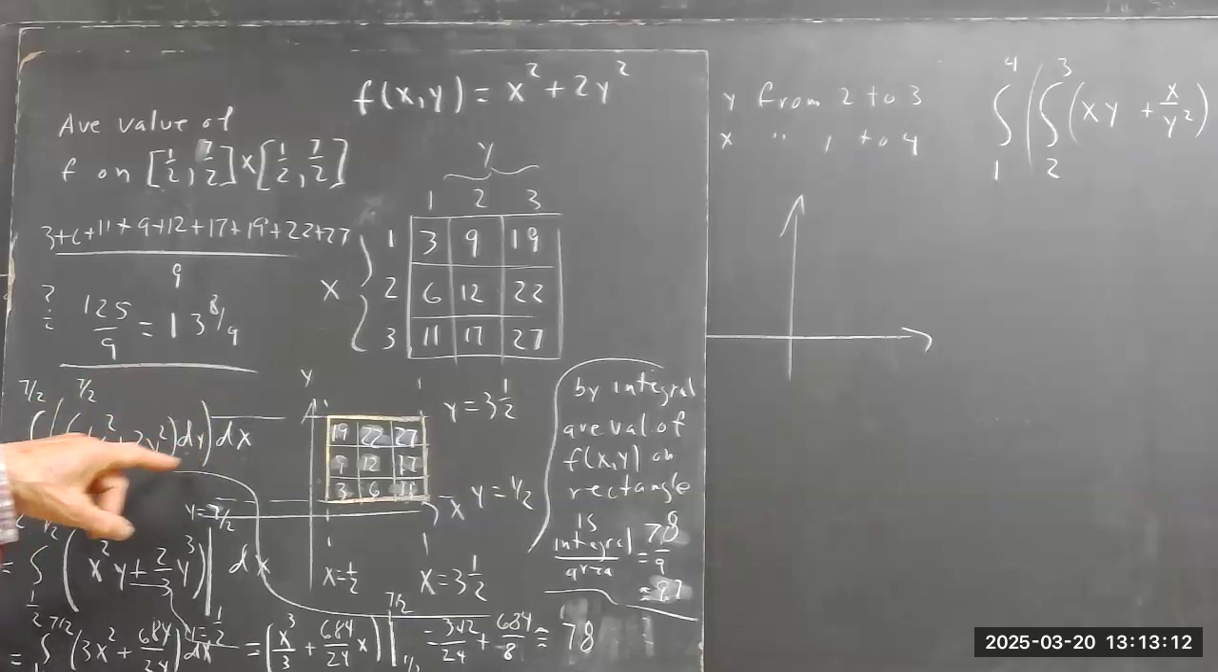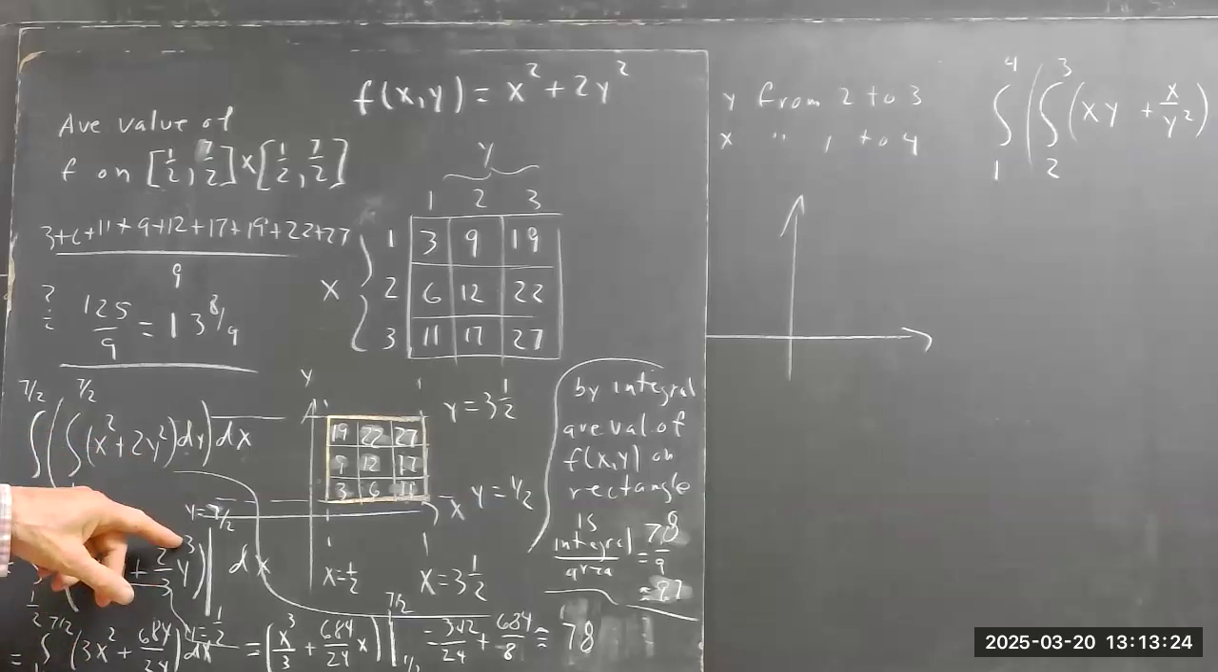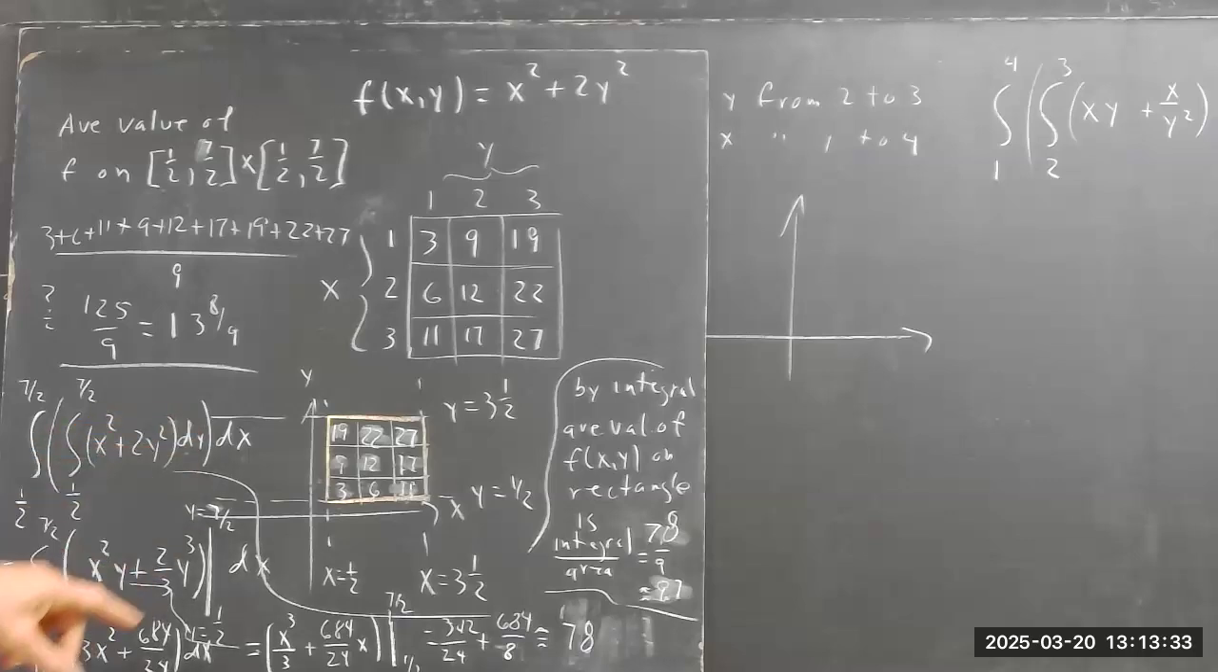We integrate with respect to y first, which means that we just do this integral treating x as a constant. So the antiderivative of 2y squared would be 2/3 y cubed. And the antiderivative of x squared, being a constant, would just be x squared y. This integral then would give us this expression evaluated between y equals 1/2 and y equals 7/2. And that gives us this.